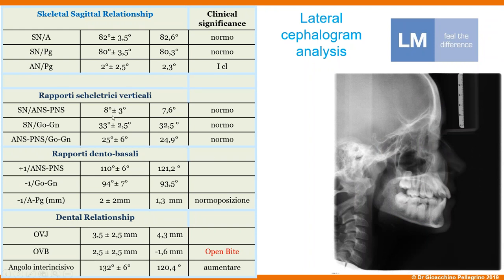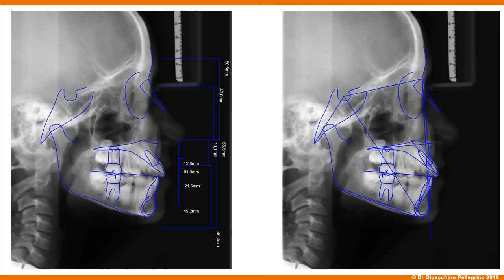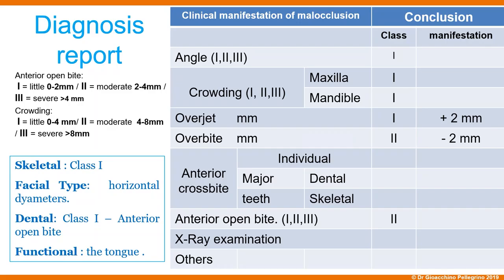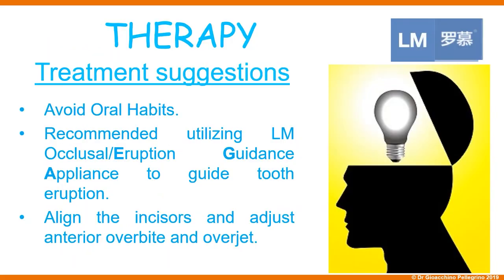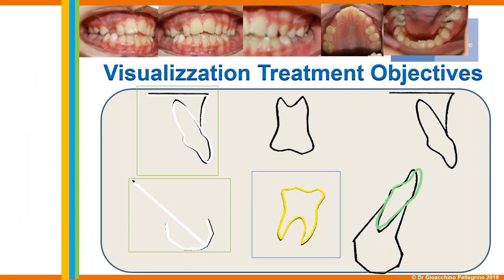Even if we have no very important problems, we analyze these three parameters that are very important in my approach to check the vertical relationship. We can see some analysis, but the heart of this case is that the structure is horizontal, and we have an anterior open bite in a horizontal structure, which creates a situation that is very easy to manage, even if the tongue is not working very well. So the synthesis of my treatment is to avoid the vertical movement of the molars and to consent the overeruption of upper and lower incisors.